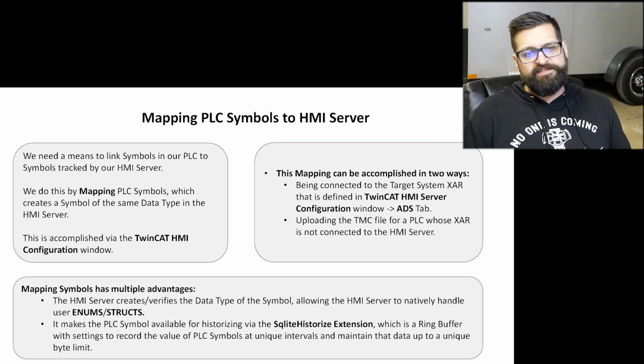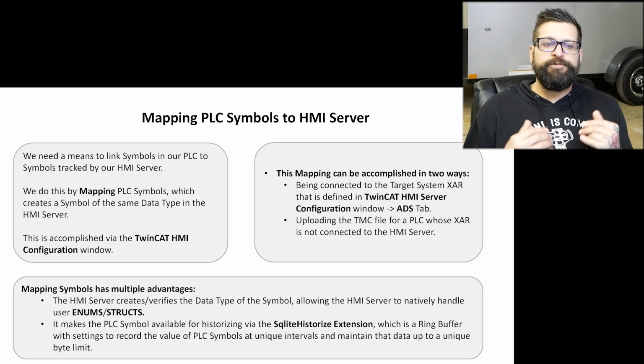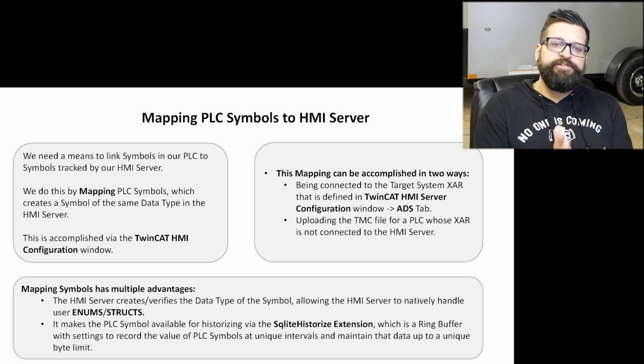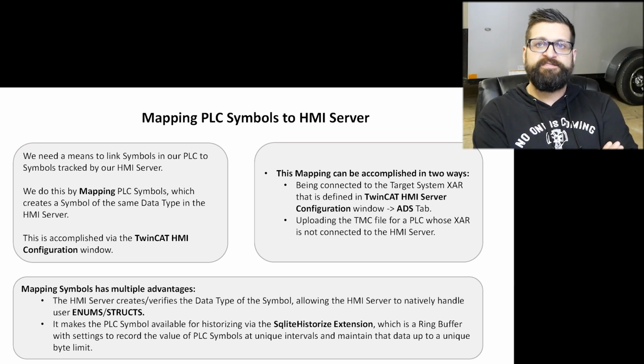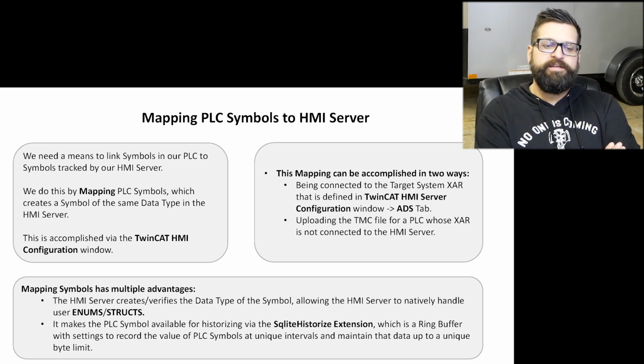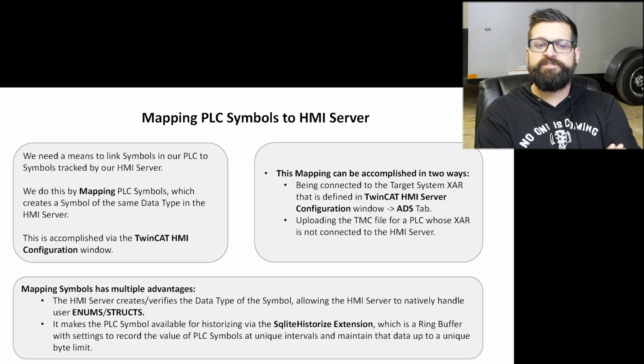And mapping symbols has multiple advantages. One of them is that the server creates and verifies data types for symbols. And primarily this is important for custom symbols, so custom structures, enumerations. When you map a PLC variable to an HMI, you get all the data with respect to that symbol. So like enumerations, for example, you can natively in the HMI environment use the different enumeration values. If you're bringing in structures, let's say that you pass into function blocks, all of those are pulled in natively and you can use them as the structure object.